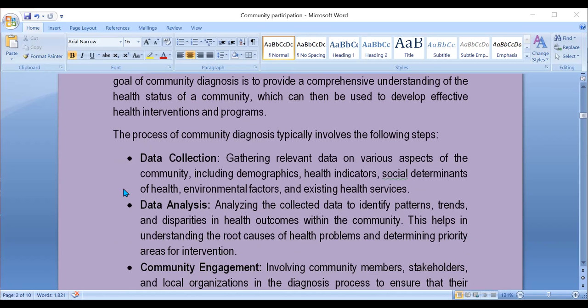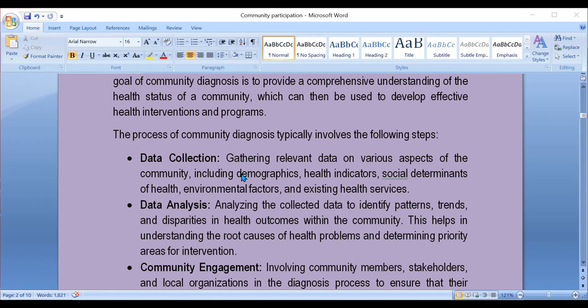So in a nutshell, the process of community diagnosis involves the following. One, data collection. There must be data collection. You have to collect data from the community, including demographics, the male to female ratio. How many number of male do we have and the females? What is the age distribution?